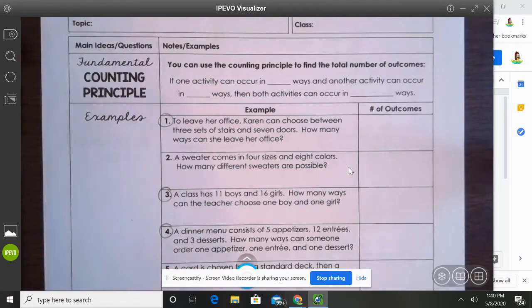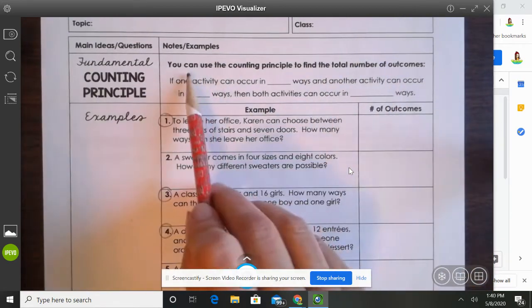Okay, so this week we keep going with our probability. This topic is called the counting principle. This is a lot of words you have to read, but it's very simple work. You can use the counting principle to find the total number of outcomes.